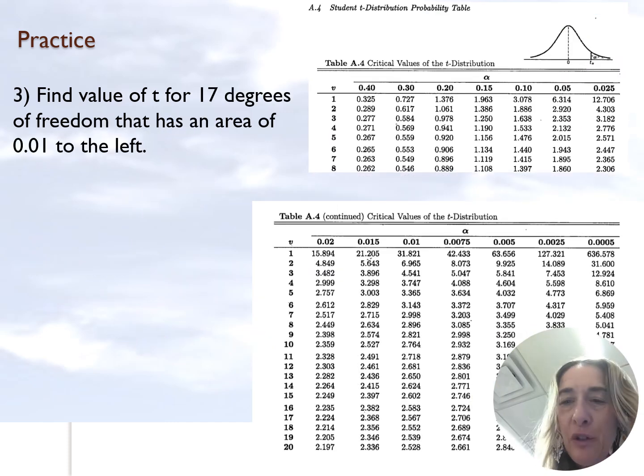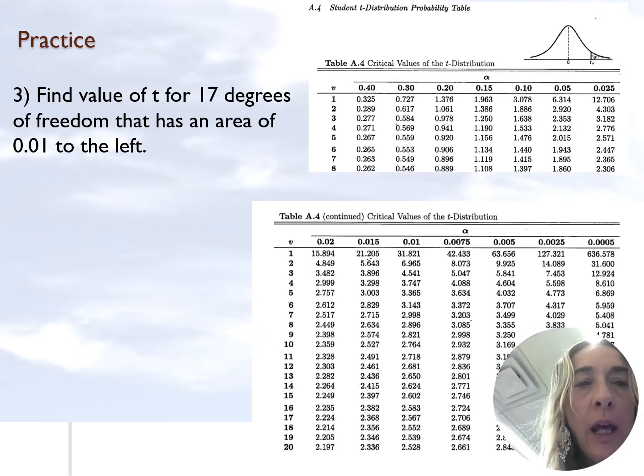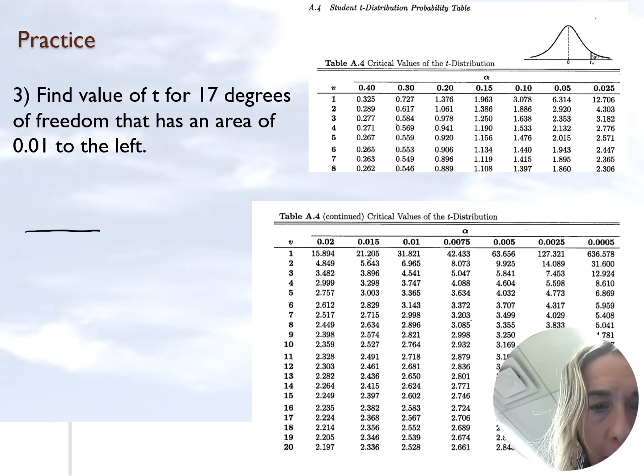Okay, let's try another example. Let's say you're asked to find the value of t for 17 degrees of freedom that has an area of 0.01 to the left. Okay, so again, let's draw a picture. That's very helpful.